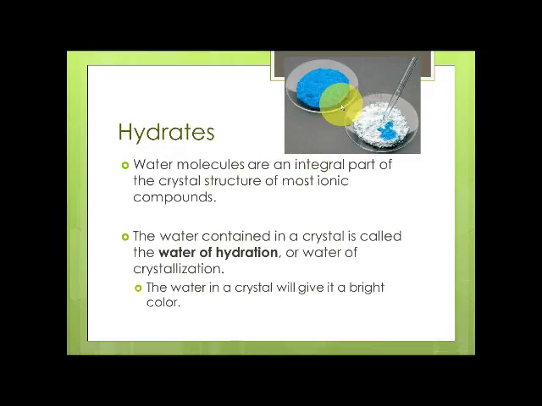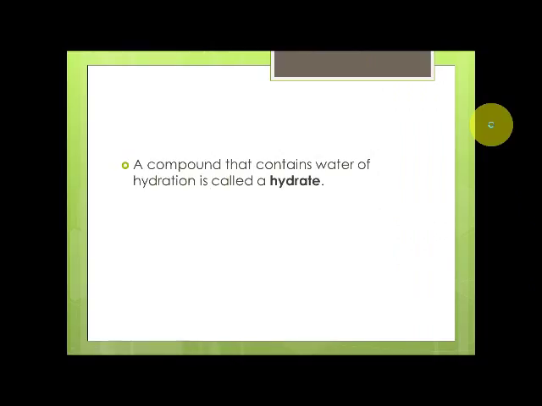So if you look at the picture at the top, the compound on the left is a hydrate, and the one on the right is what we call anhydrous, meaning it doesn't have water as a part of it. But as they're adding water to it, you can see that it's starting to turn the color of the hydrate. So that's pretty cool. A compound that contains water, like I said, is called a hydrate.